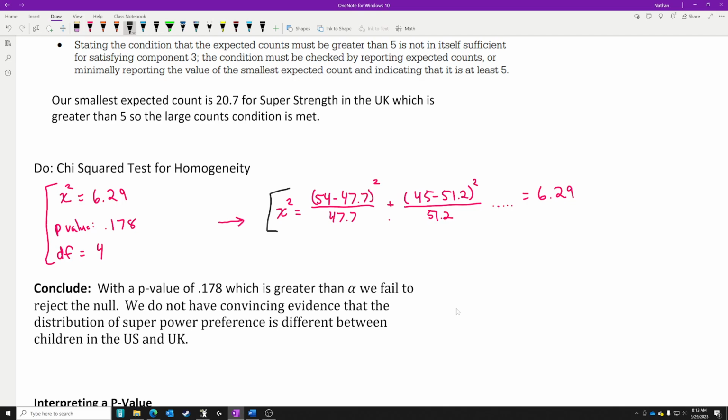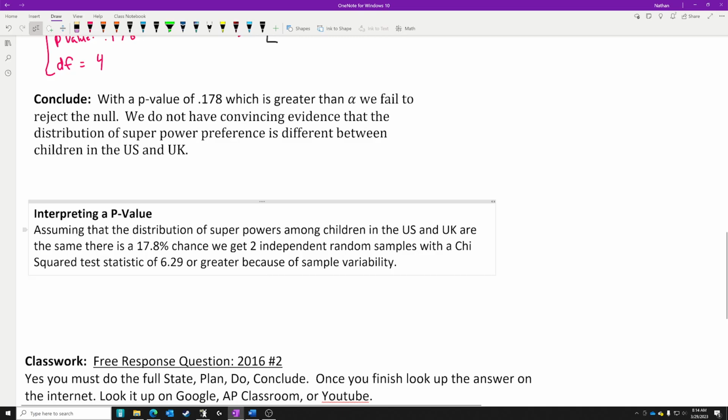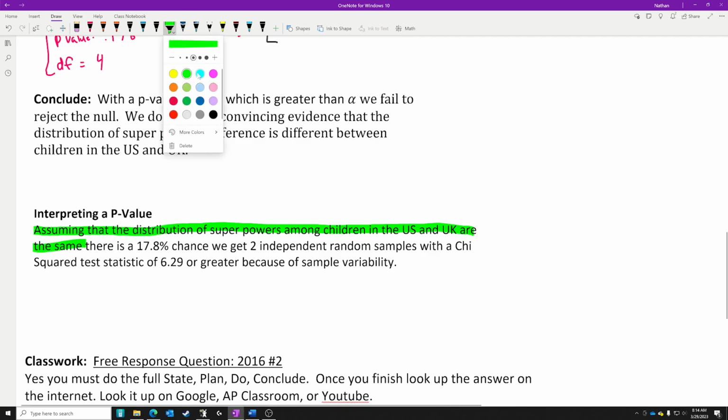One last thing I'd like to do before I let you go work on some classwork here is interpreting the p-value. We've concluded from the p-value, but what does that p-value actually mean? It's been a while since we've written that sentence, hasn't it? So first off, when you interpret a p-value, you first assume the null is true. So here's my sentence: assuming the null is true, assuming that the distribution of superpowers among children in the US and UK are the same. That's assuming the null is true.